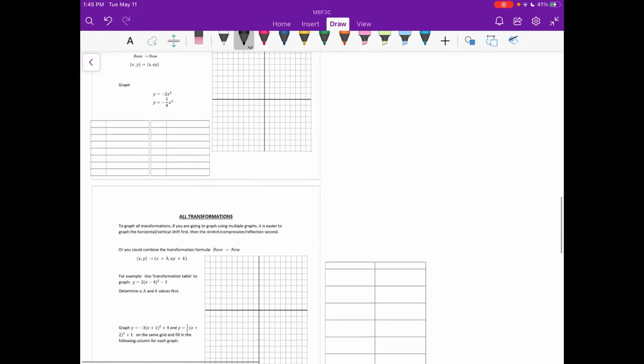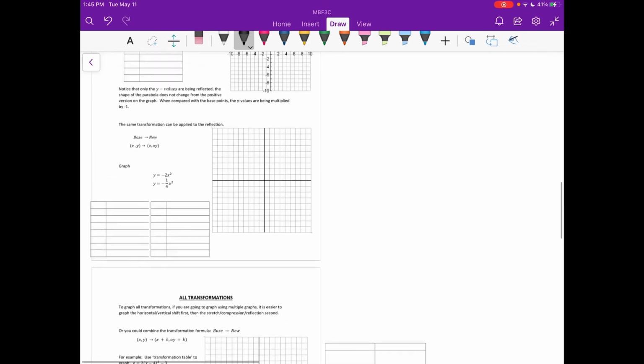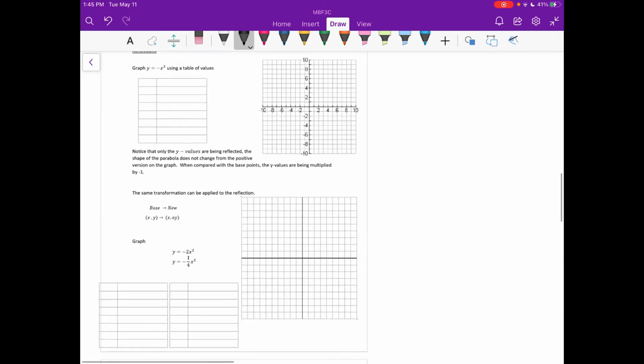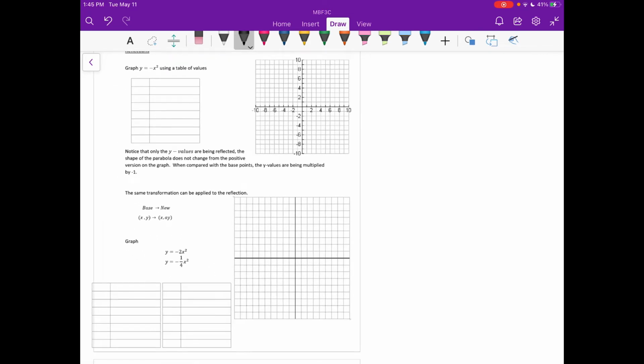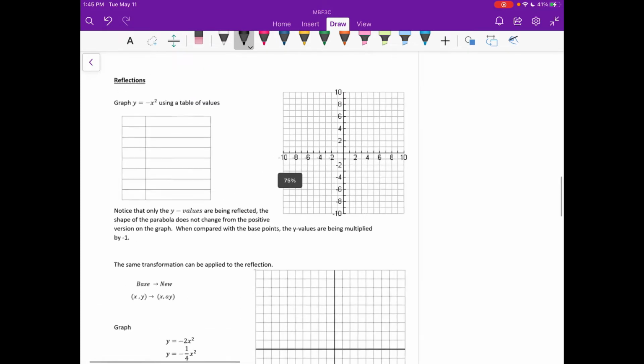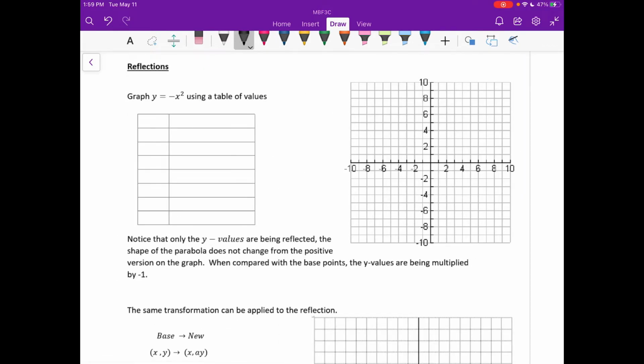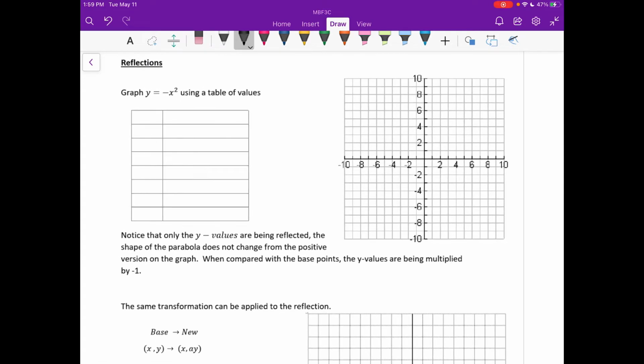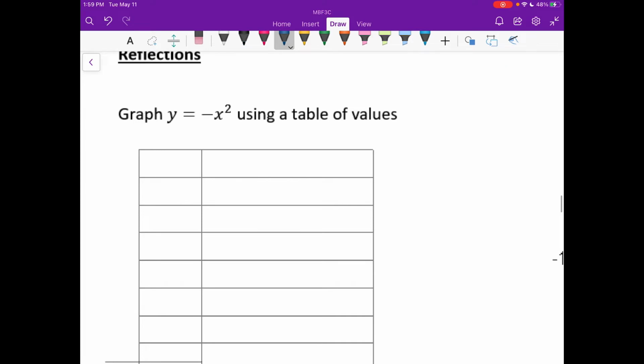So we're going to move on, and what we're going to be focusing on for the rest of this lesson are reflections, and then reflections and stretches at the same time. And then we're going to do all of our transformations that we learned and add them all into one type of equation. Okay, so that's what we're going to be focusing on next. So we're going to start off with reflections, and we're just going to be talking about what happens when we have a negative sign.